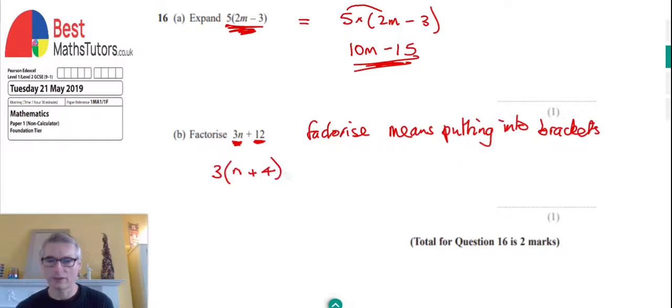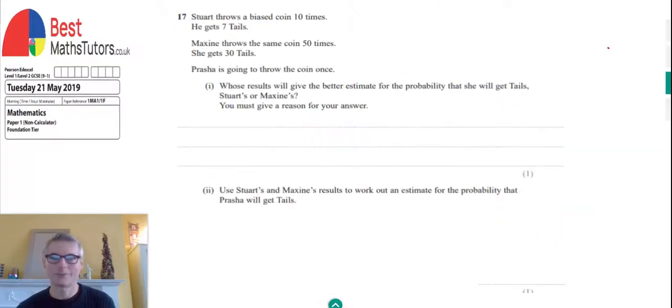So that's our answer, because we can check that. If we did 3 times n, that would give us a 3n. If we did 3 times 4, that would give us 12. So we're done. That's it. 3n plus 4. Question 17 is about experimental probability.